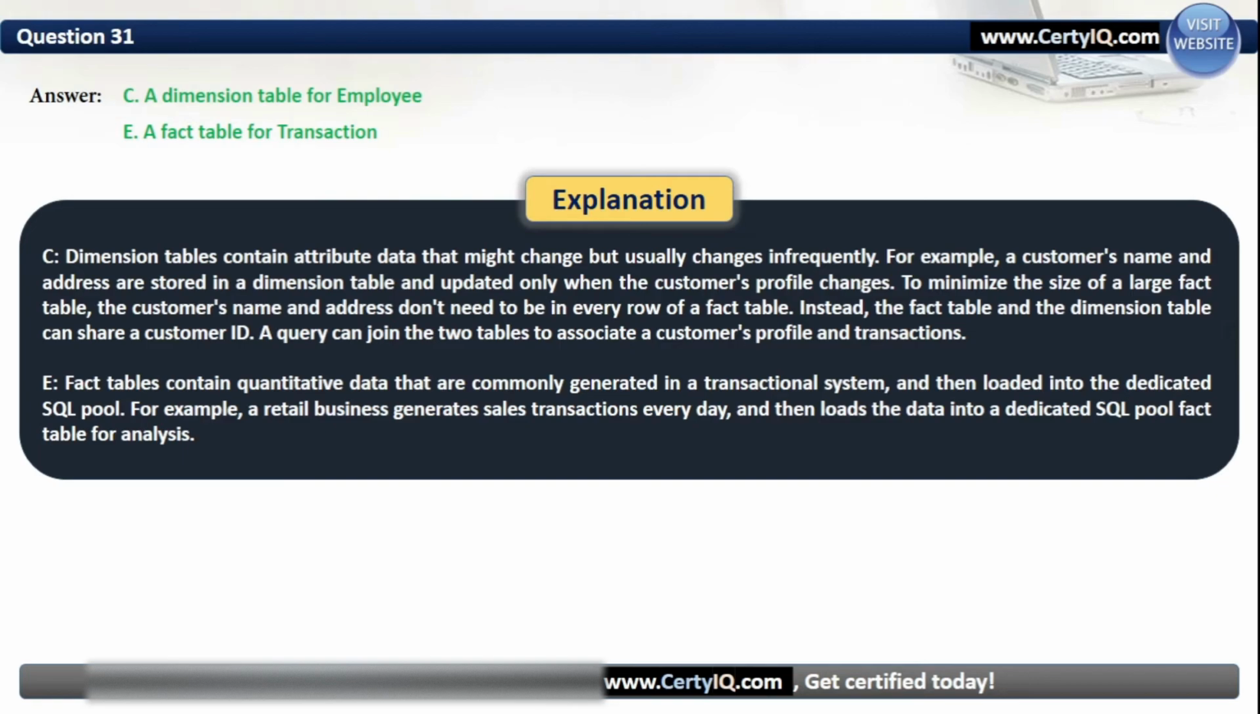About C, dimension tables contain attribute data that might change but usually changes infrequently. For example, a customer's name and address are stored in a dimension table and updated only when the customer's profile changes. To minimize the size of a large fact table, the customer's name and address don't need to be in every row of a fact table. Instead, the fact table and the dimension table can share a customer ID. A query can join the two tables to associate a customer's profile and transactions.